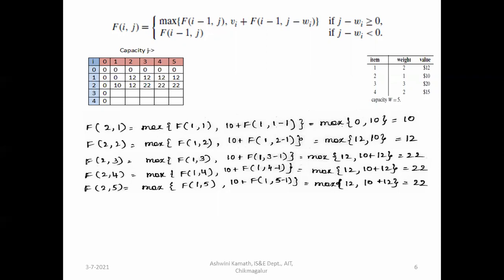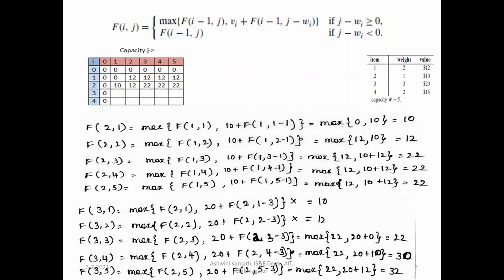For 2 comma 4 also we are getting 22, and for f of 2 comma 5 we are getting 22. So that is the value for the second row: 10, 12, 22, 22 and 22. Then for the third row we have to use the previous row, the second row.